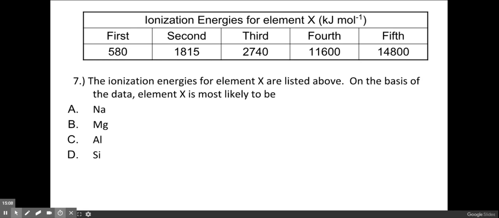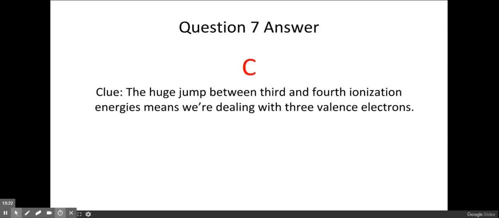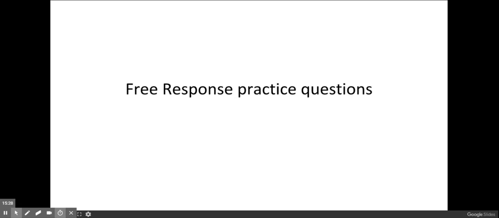What does that mean? It means that we have 1, 2, 3 valence electrons. These, the fourth and fifth, are inner core electrons, much harder to remove. And so which one of our elements has 3 valence electrons? Correct. Aluminum. Okay. This is the end of our practice multiple choice questions. Video 5 will cover free response practice questions.